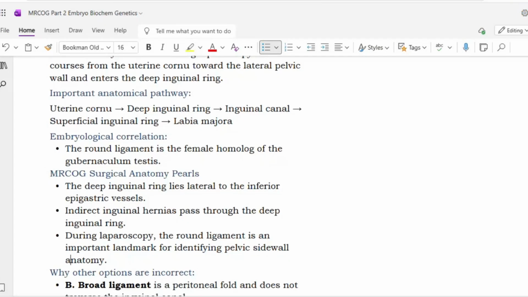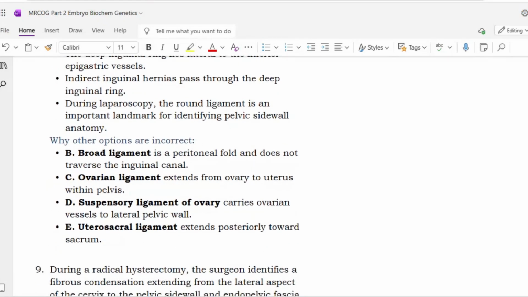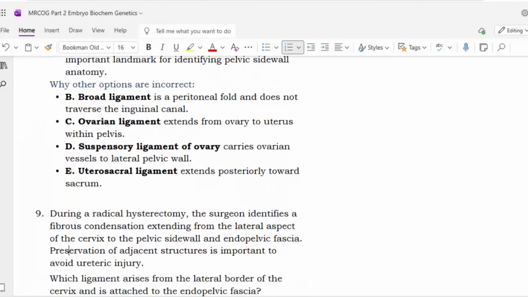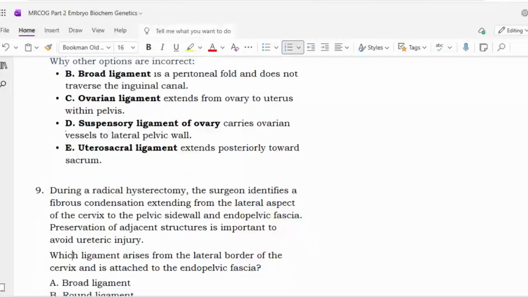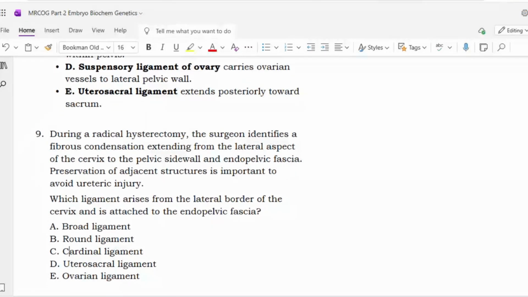Okay, so why are the other options incorrect? Broad ligament is a peritoneal fold and does not traverse the inguinal canal. Ovarian ligament, same, it won't travel through the inguinal canal. Then suspensory ligament of the ovary carries the ovarian vessels to the lateral pelvic wall, and uterosacral ligament again has nothing to do with the inguinal canal.